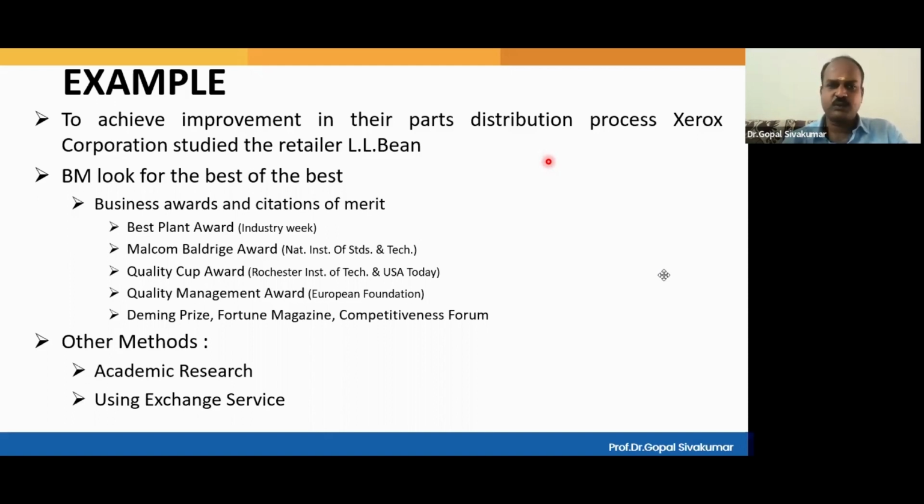For example, we can refer to the articles that are coming in the business awards and citation of merit, like Best Plant Award, Malcolm Baldrige Award, Quality Cup Award, Quality Management Award, Deming Prize, Fortune Magazine, Competitiveness Forum. So these awards will give a brief explanation about the best practices for which the awards were given. Similarly, one can refer to academic researchers, and then they can use external consultants. We call them as exchange service. On payment basis, we can also get the benchmarking done.